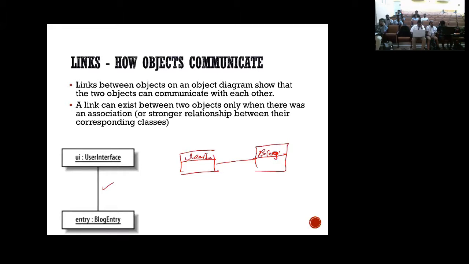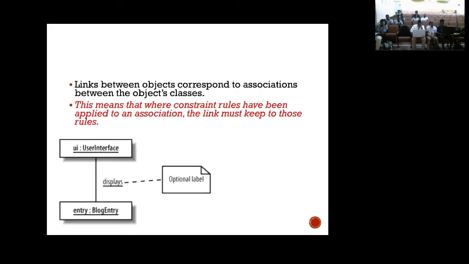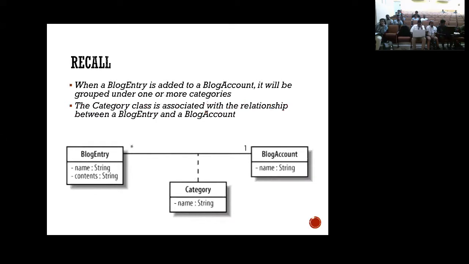Yeah? So links between objects on an object diagram show that the two objects can communicate with each other. A link can exist between two objects only when there was an association or stronger relationship between their corresponding classes. Links between objects correspond to associations between the objects' classes. This means that where constraint rules have been applied to an association, the link must keep those rules. So, rules like these, for instance, a rule that says that one blog account has 0 or more blog entries.